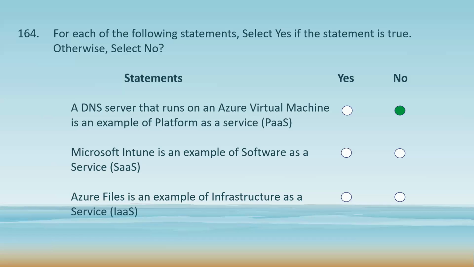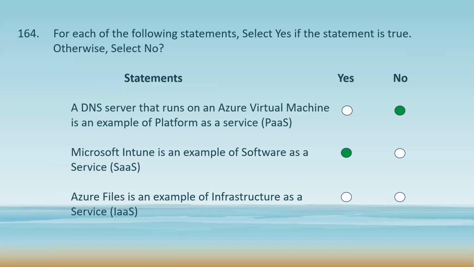Now, the next statement is Microsoft Intune is an example of software as a service. Yes, this statement is correct. As a SaaS offering, Microsoft Intune is delivered over the internet as a subscription-based service. Users can access and use Intune through a web portal or dedicated applications without the need for on-premise infrastructure or software installation.